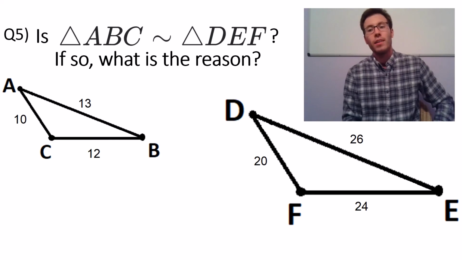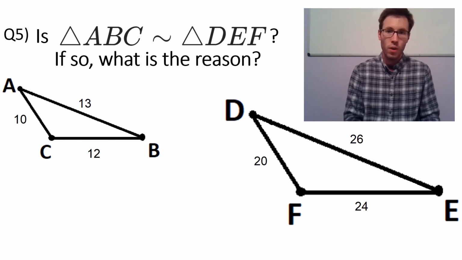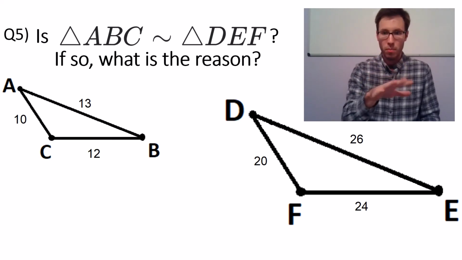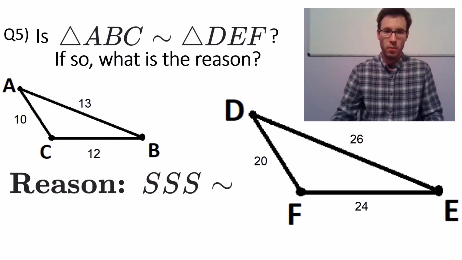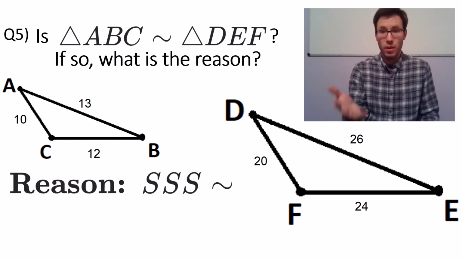So, all right, let's get on to question five here. Is triangle ABC similar to triangle DEF? If so, what is the reason? We see 13 and 26, that's one side, 12 and 24, another side, 10 and 20, another side. So right here, we're thinking side-side-side similarity. We're thinking all of those sides are in proportion, the same scale factor to each other. So I'm going to guess SSS similarity right away. But we have to prove that. It's not good enough to just say SSS similarity because they look like there are three sides here. We have to actually show that.